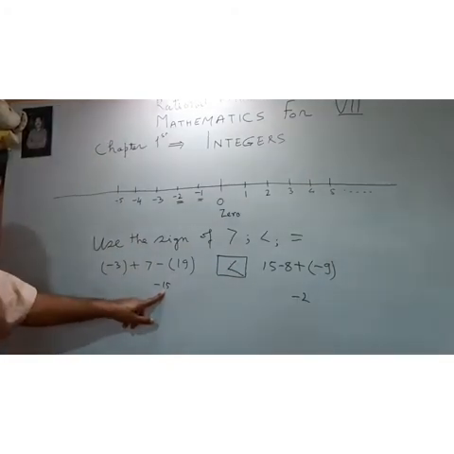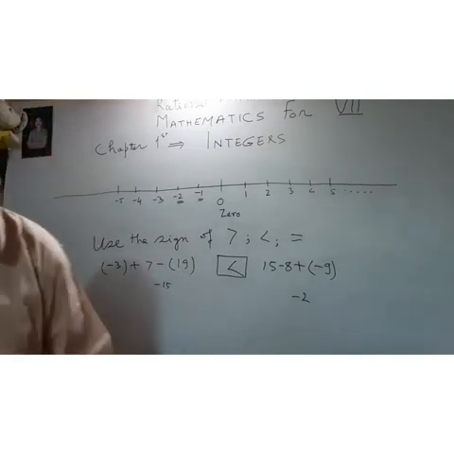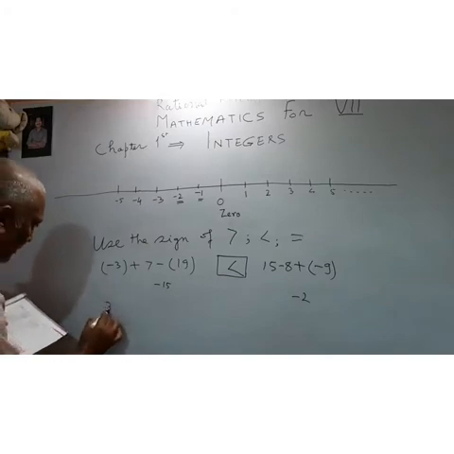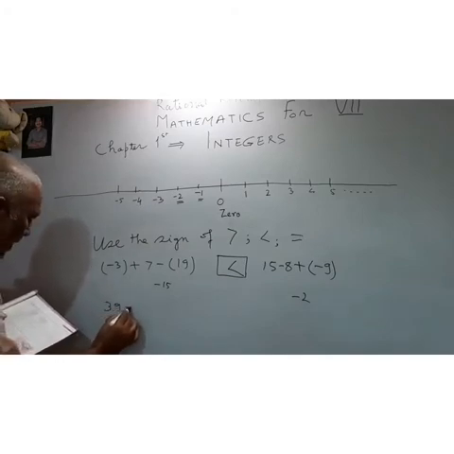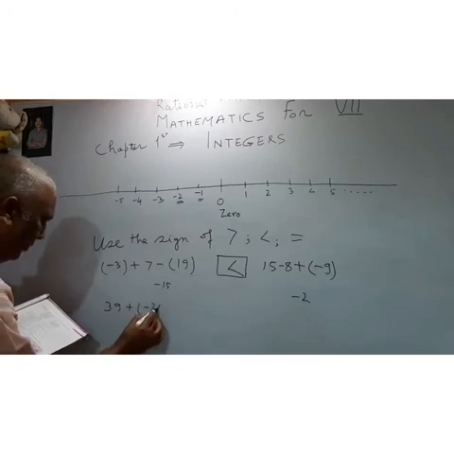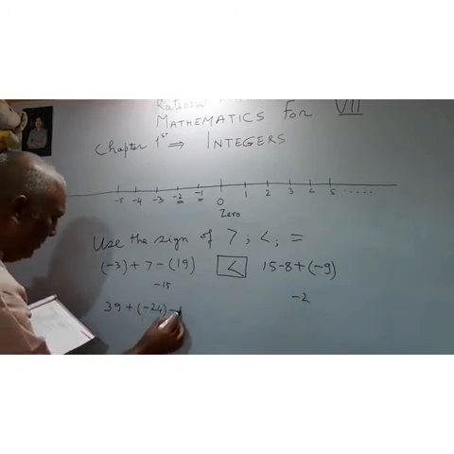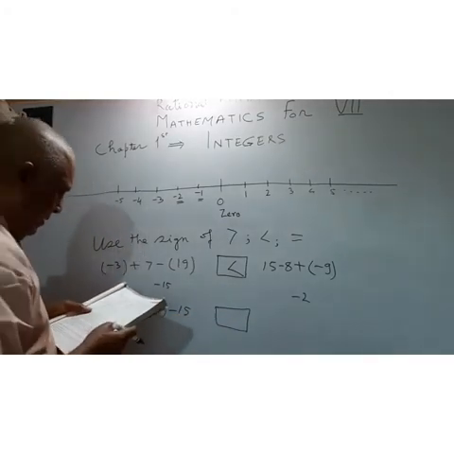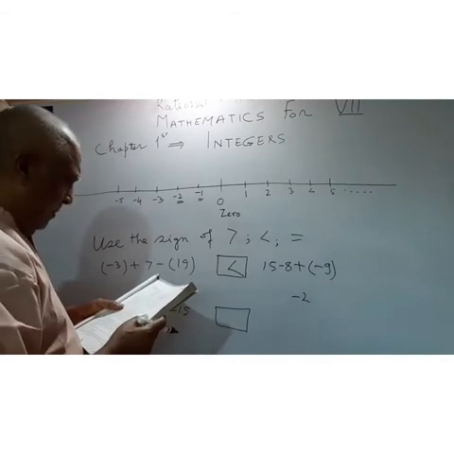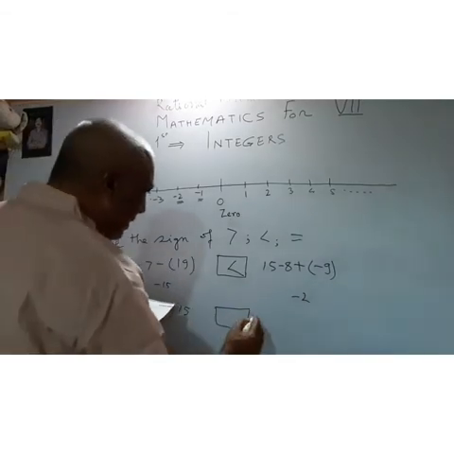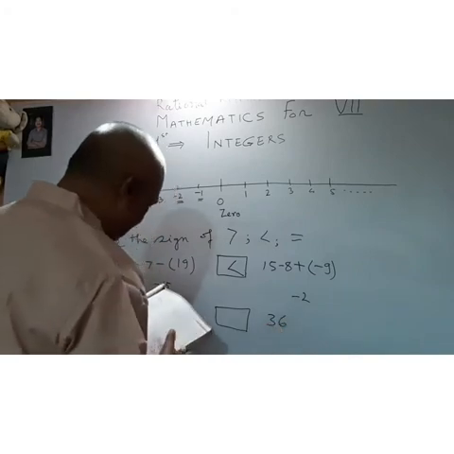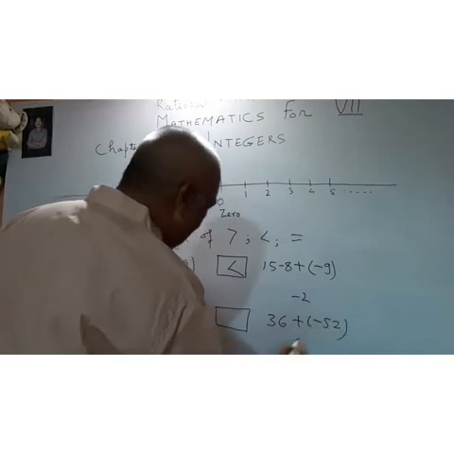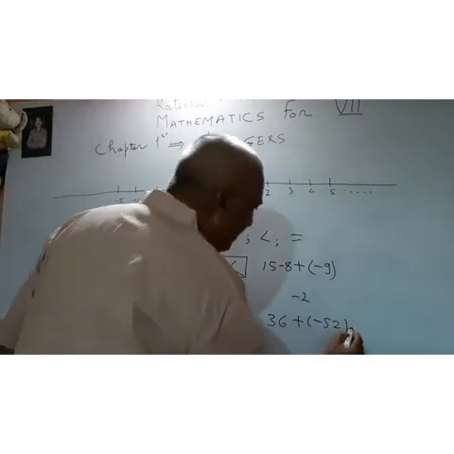Okay? Next, one more. 39 plus minus 24 minus 15. 36 plus minus 52 minus 36.